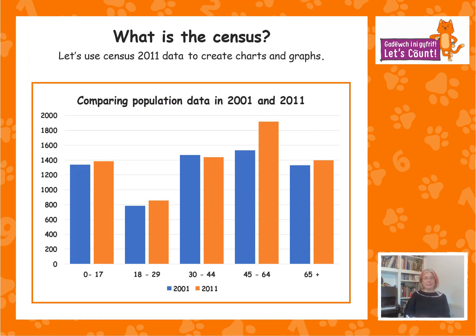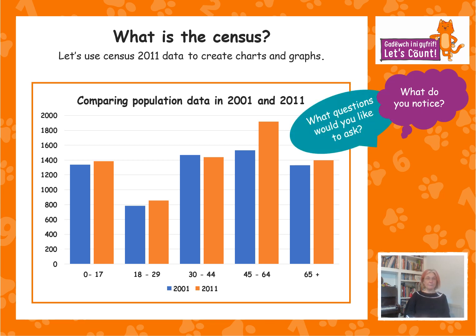This is the same data but presented in a bar chart. It is interesting to compare the two different representations of the same data. What can you see in the graph that you couldn't see in the table? And what can you see perhaps more easily in the table? The bar chart compares the 2001 data in the blue bars with the 2011 data in the orange bars. And you can see that the age groups for each census are side by side so that we can compare the totals and see which have increased and which have decreased over the 10 years.